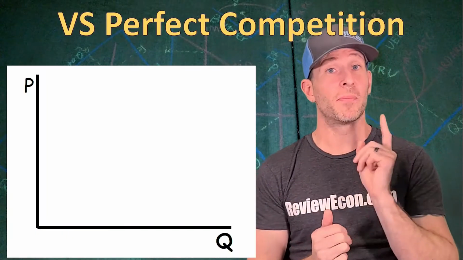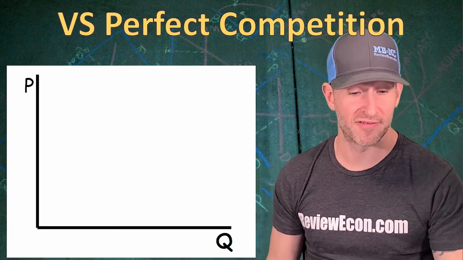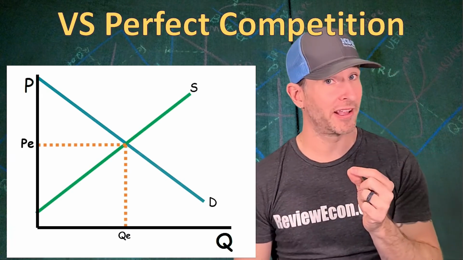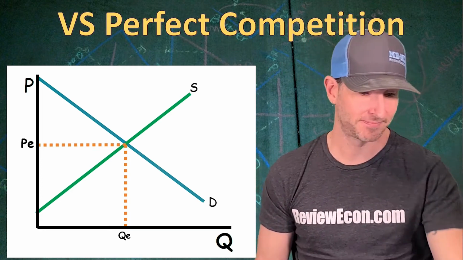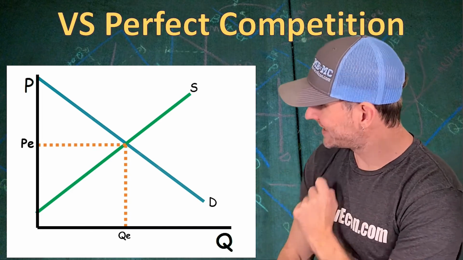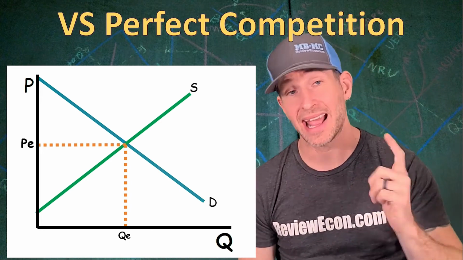Next, we're going to compare a monopoly to a perfectly competitive market. Here is your perfectly competitive market that you learned about in Unit 2 for AP Microeconomics. We have our equilibrium price and equilibrium quantity marked PE and QE.